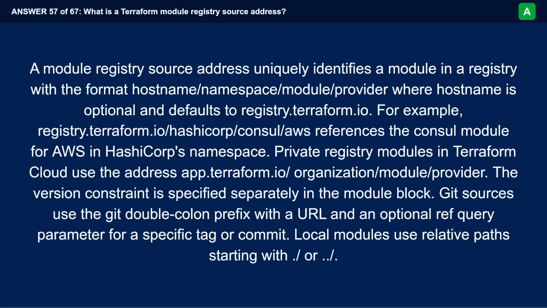Private registry modules in Terraform Cloud use the address app.terraform.io/organization/module/provider. The version constraint is specified separately in the module block. Git sources use the git:: prefix with a URL and an optional ref query parameter for a specific tag or commit. Local modules use relative paths starting with ./ or ../.